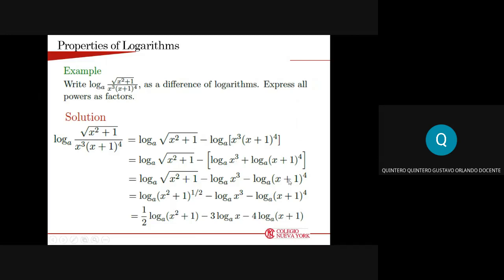That's it, guys. These are the properties of logarithms. Some of the properties of logarithms. There are a lot more properties, and we're going to see those properties eventually, when we need them. As of now, just these 3.